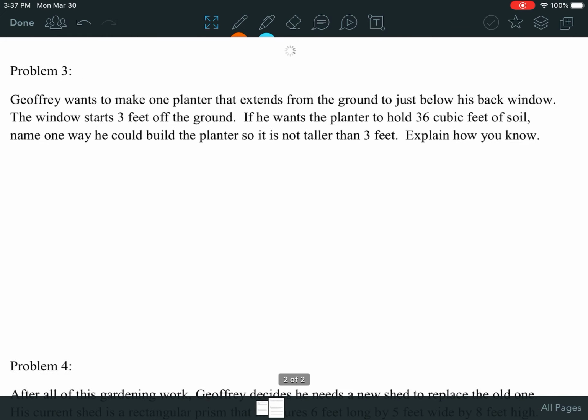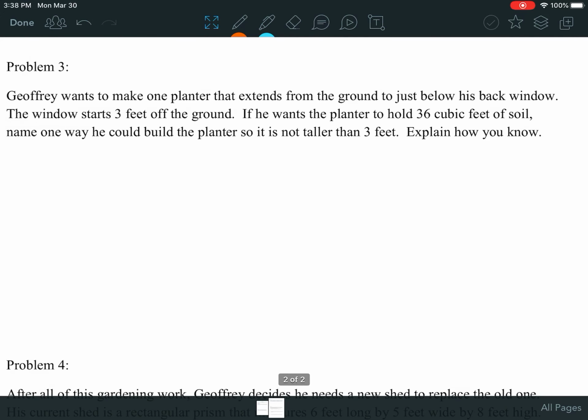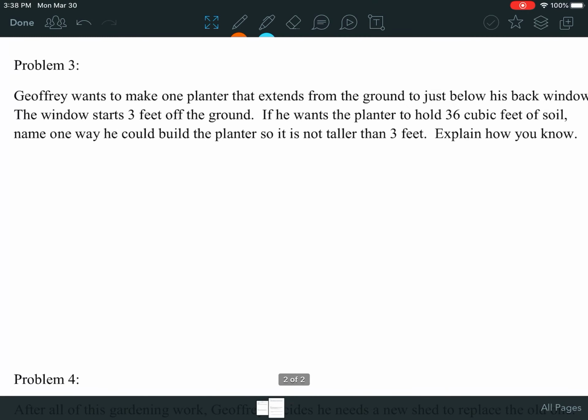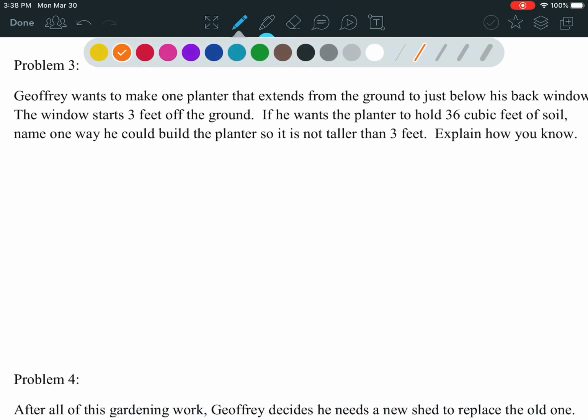Jeffrey wants to make one more planter that extends from the ground to just below his back window. The window starts 3 feet off the ground. If he wants the planter to hold 36 cubic feet of soil, name one way he could build the planter so that it's not taller than 3 feet.